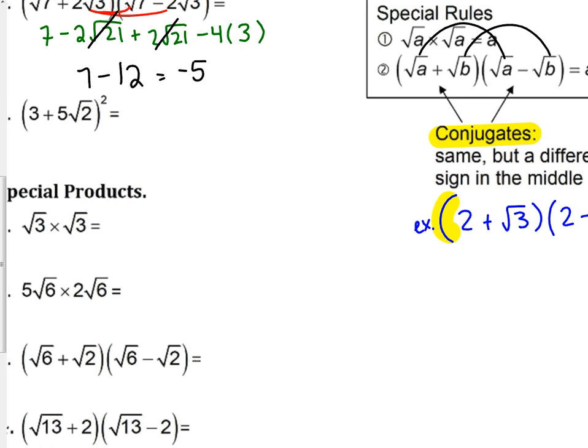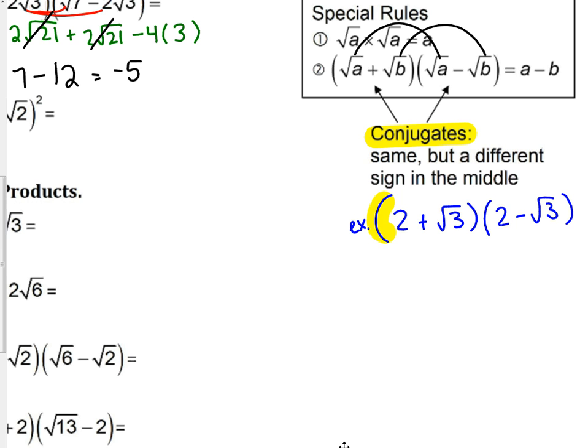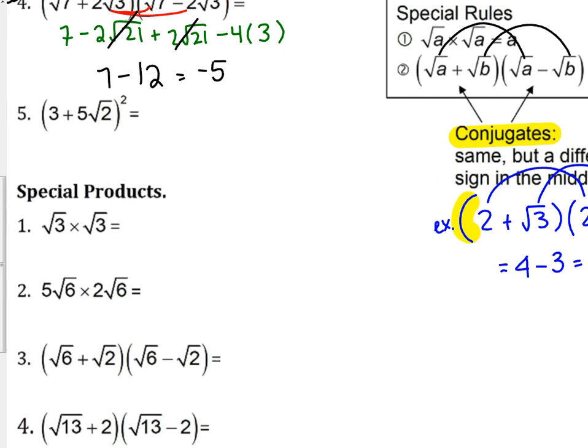Question? Okay, so if I did expand this for fun, 2 times 2 would give me 4, and then negative root 3 times positive root 3 would be minus what? 3, or just 1. Because if we FOILed it out, the middle term, you would have had a 2 root 3 and a minus 2 root 3, and they just cancel each other out. Okay. Let's do 5.